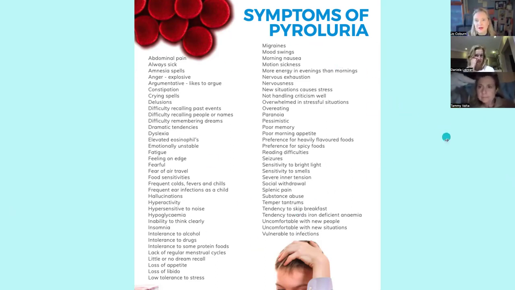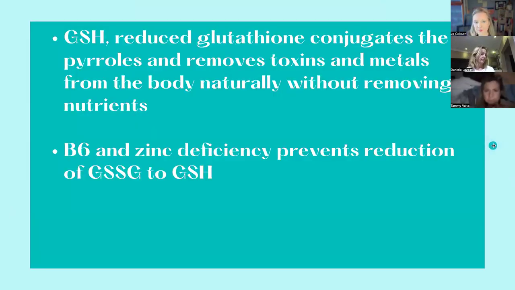So much of it can be tied back to this whole copper toxicity, copper imbalance, lack of B6, lack of zinc. So glutathione: reduced glutathione conjugates the pyrroles and removes toxins and metals from the body naturally without removing nutrients. But B6 and zinc deficiency prevents the reduction of the oxidized form of glutathione to glutathione. So this is the oxidized form.